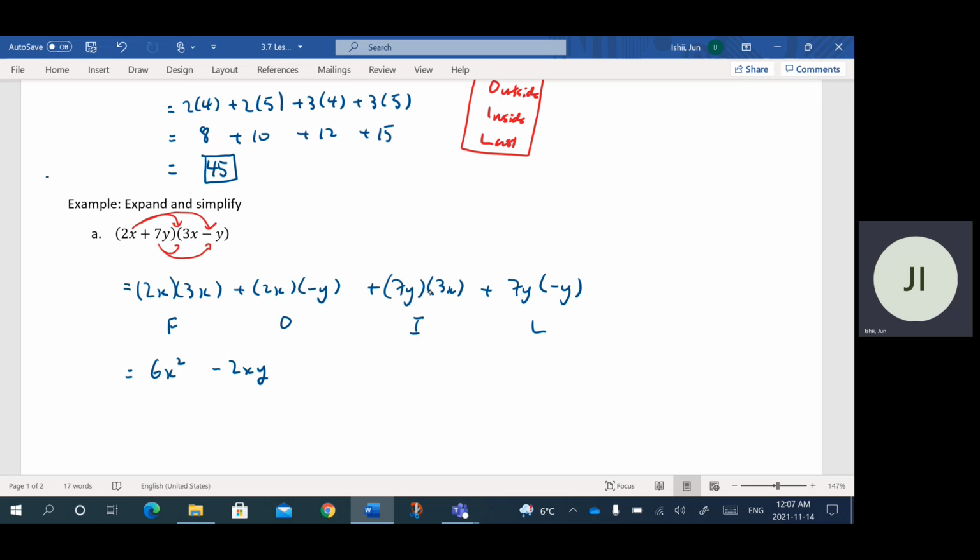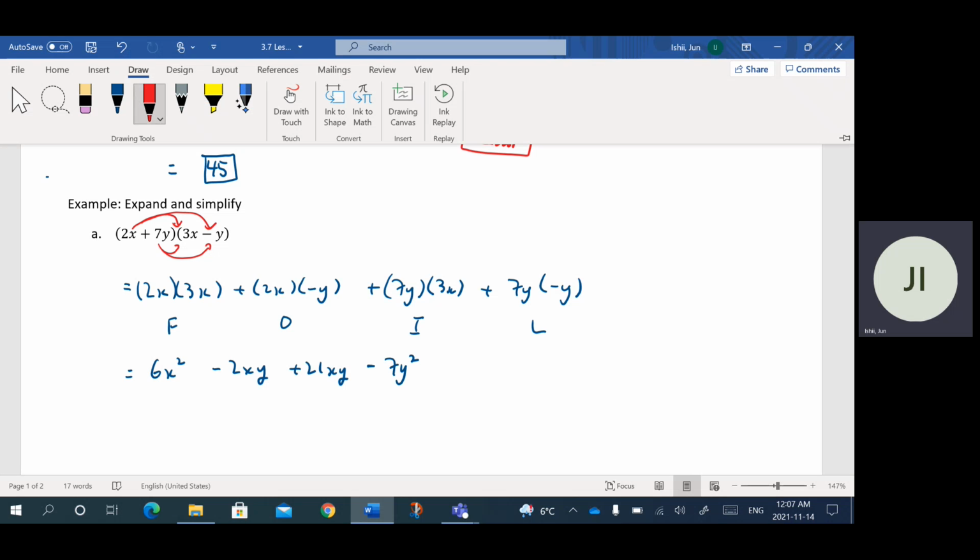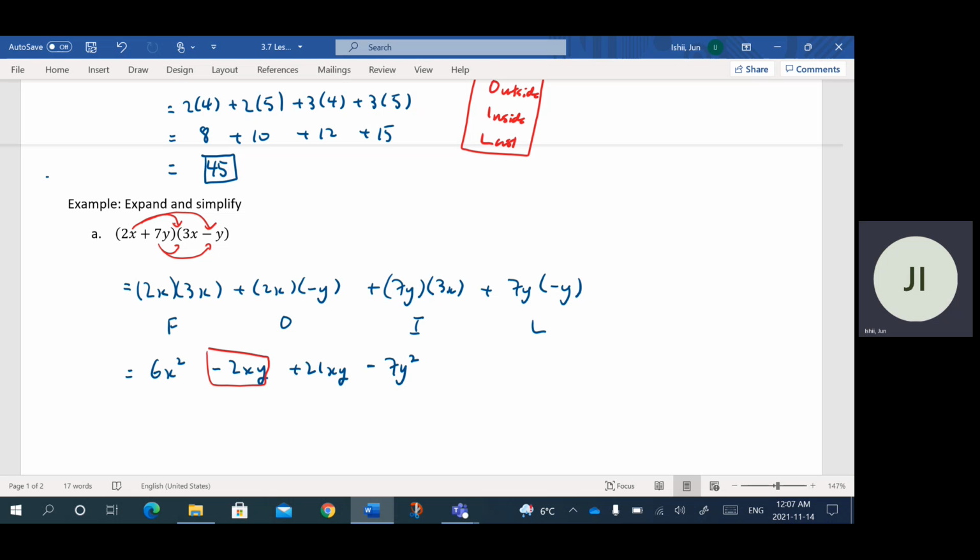Then I have positive 7y times 3x, that's 21, that's 21xy. Right, so yx is the same as xy. And then 7y times negative y, which is negative 7y squared. Now, what you'll also notice here is that I'm not quite done. I do have actually like terms. So these two are like terms because it's negative 2xy plus 21xy. I have x to the first power, y to the first power in both of these. So these are like terms, which you learned about last year. So we can actually combine those two together.